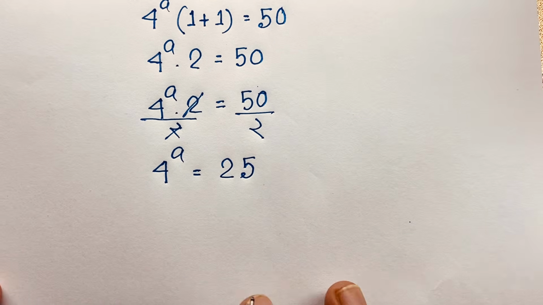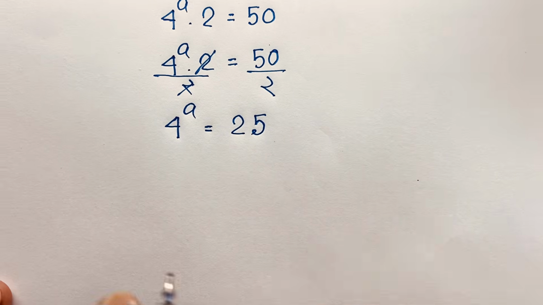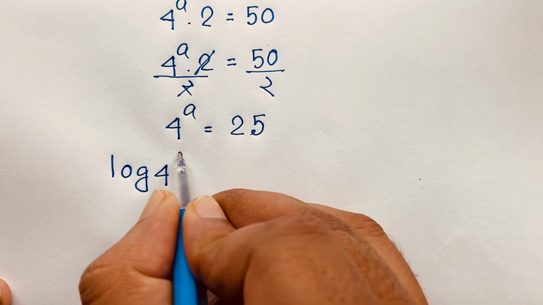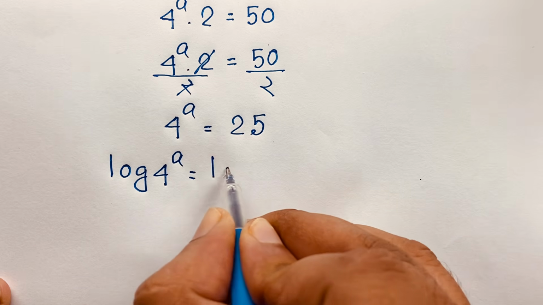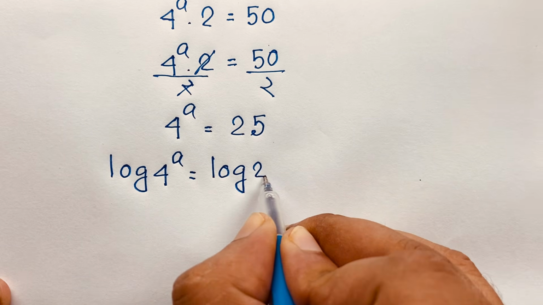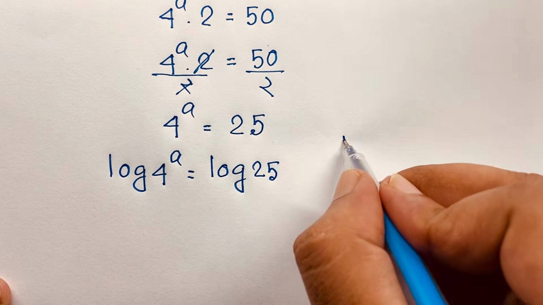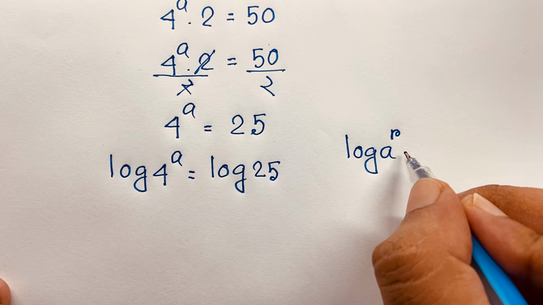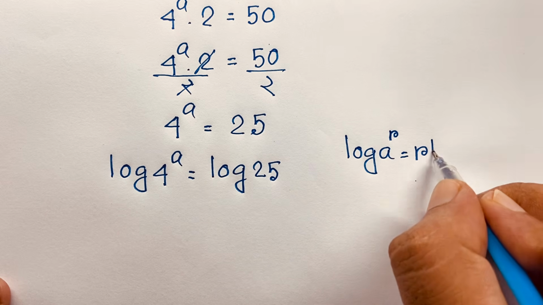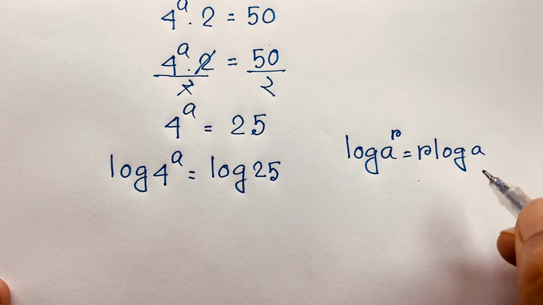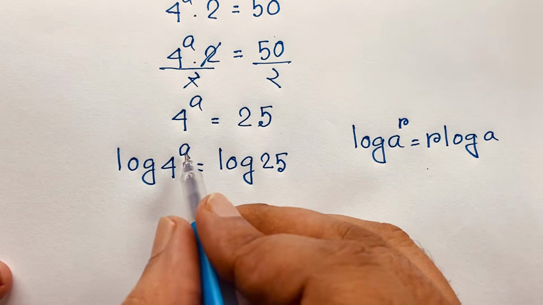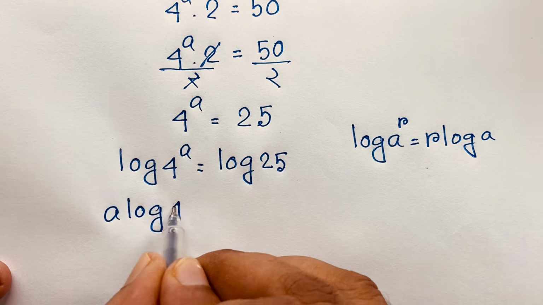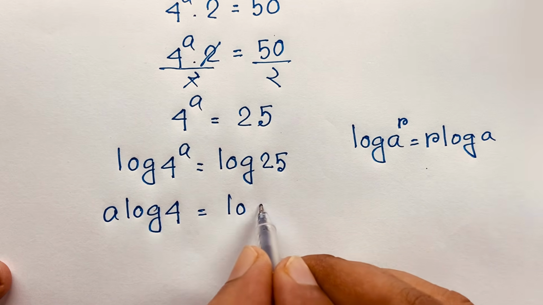Now at this moment I take the natural log of both sides. So log 4 to the power a is equal to log 25. Then you know that log a to the power r is r log a, I apply this exponential math formula. So this expression will be a log 4 is equal to log 25.